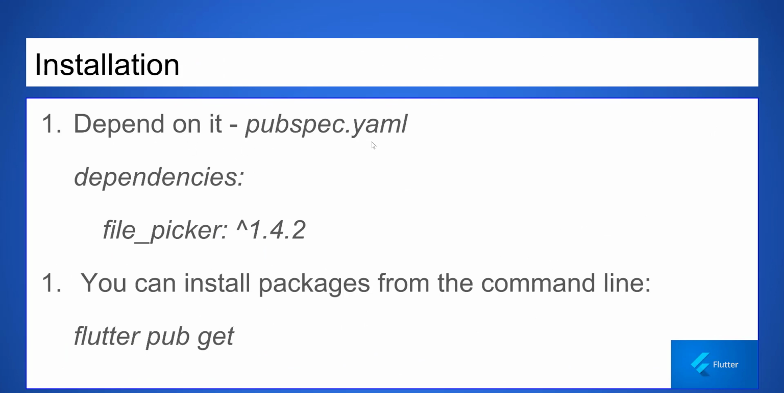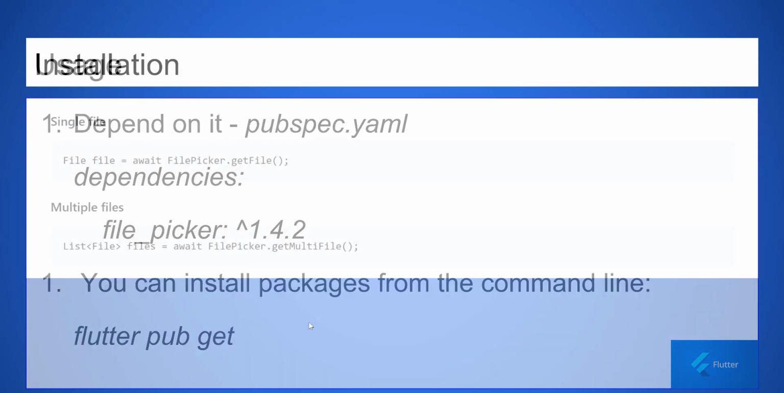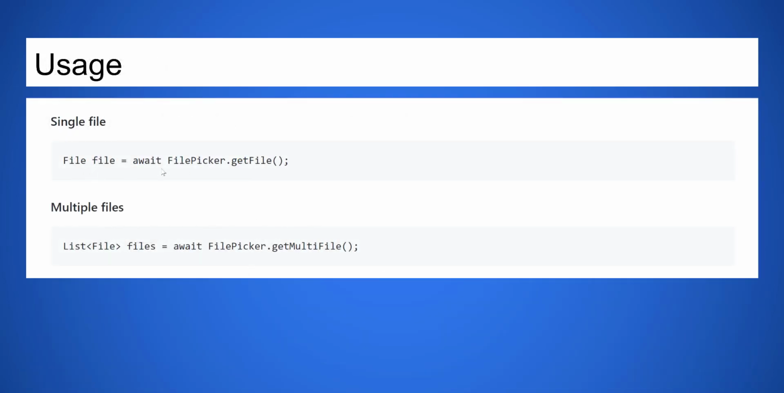To install the package on your Flutter application, you need to add it as a dependency in the pubspec file as shown here. Then in your code you can just call these functionalities, and you will be able to use the File Picker widget without any problem.